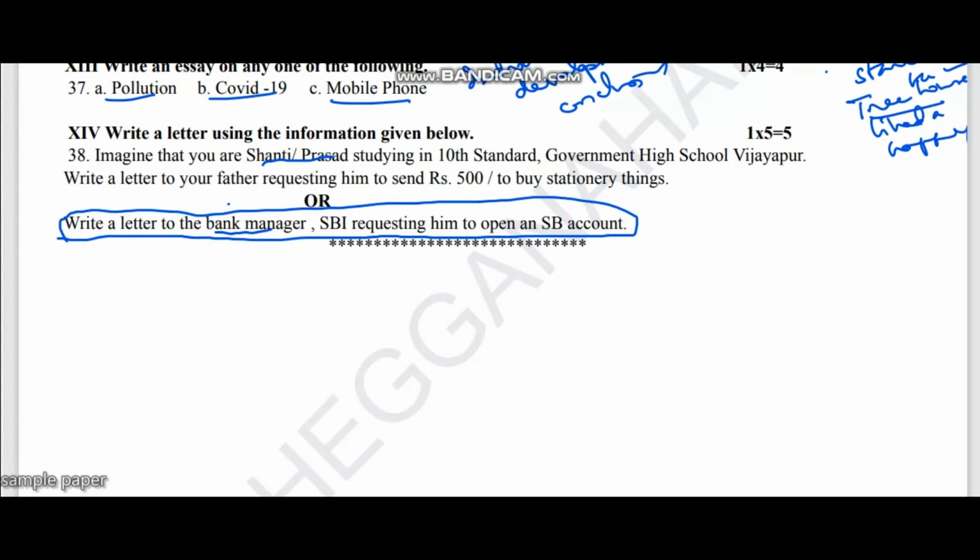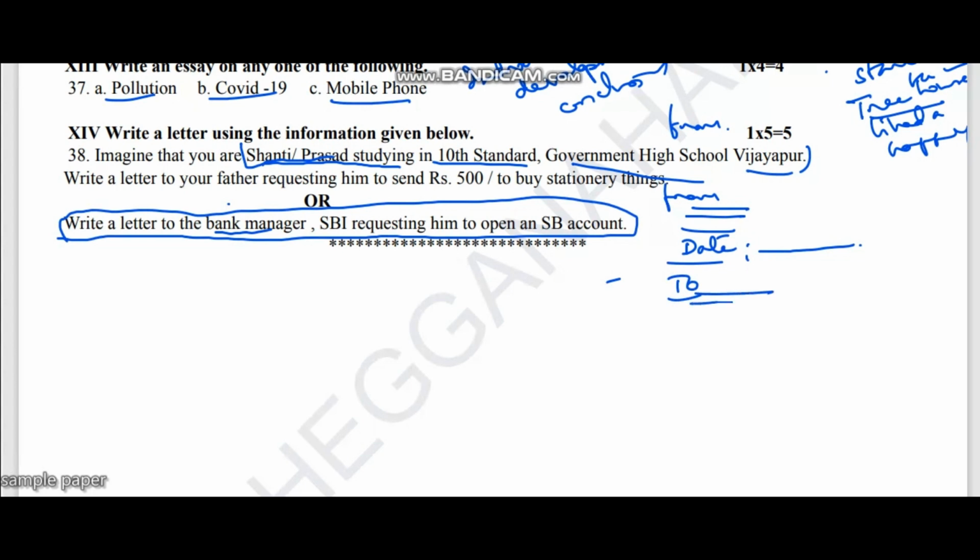See here, the first step will be from head address. You will get from the question itself. Boys will go for Prasad, girls will write Shanti, 10th standard, Government High School, Vijayanagar. This will be from address. Okay. Then the next step is date. You will mention the date when you attend this letter. And the next step is to address, which is also given here. The bank manager, SBI, whichever the town or city, Vijaypur.